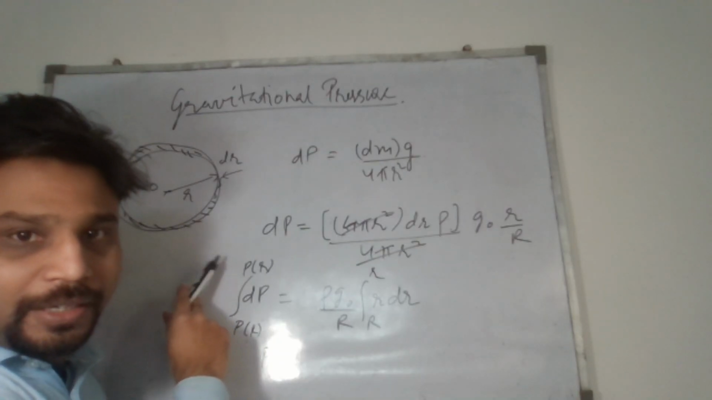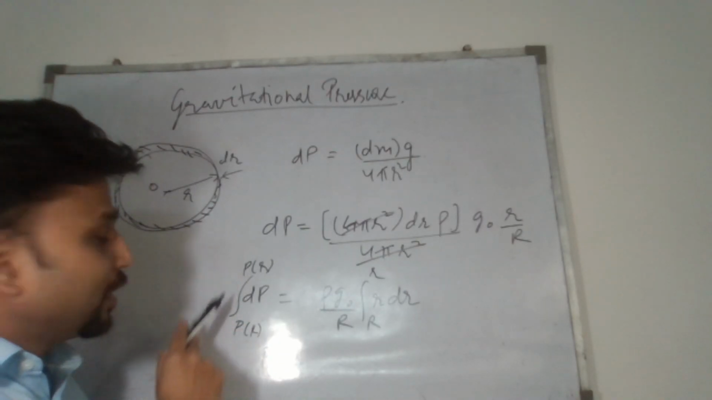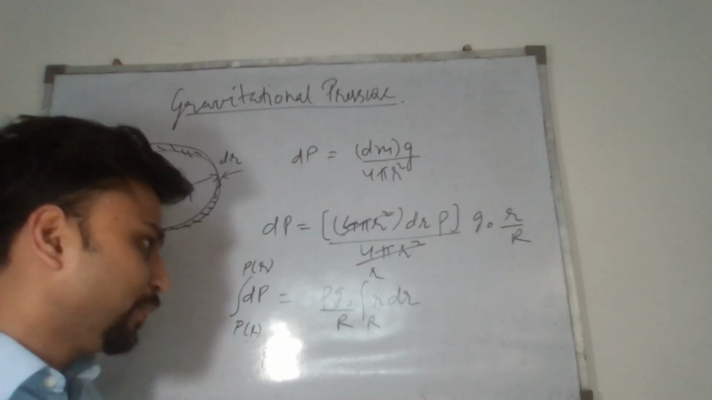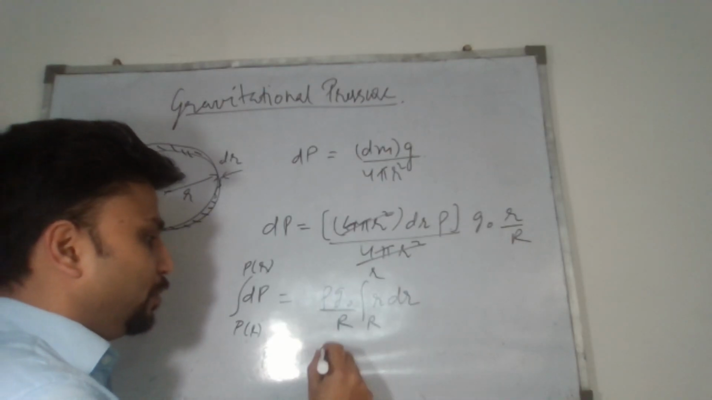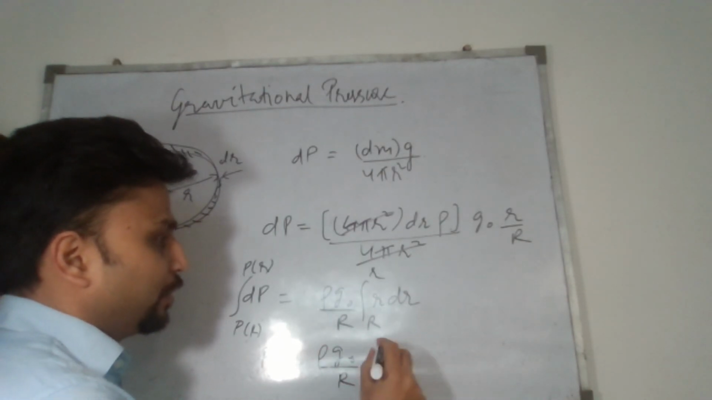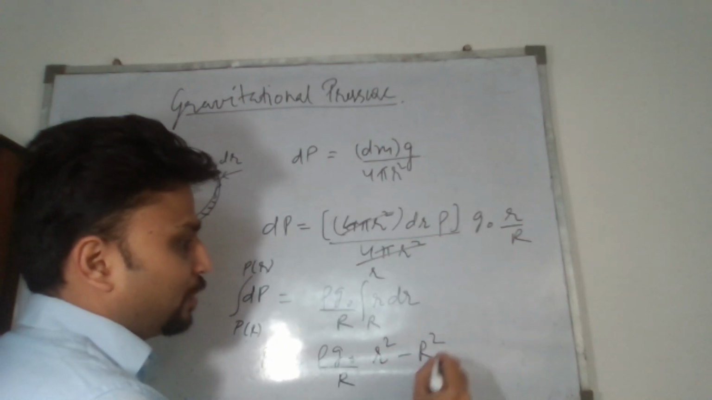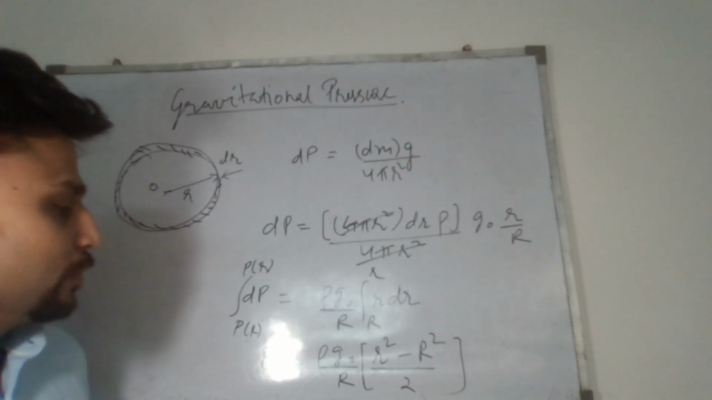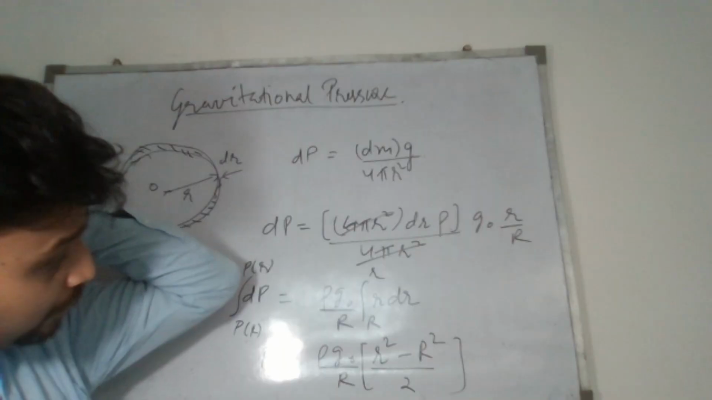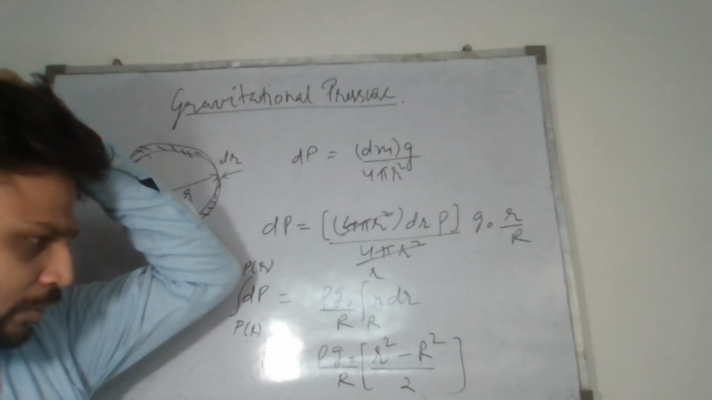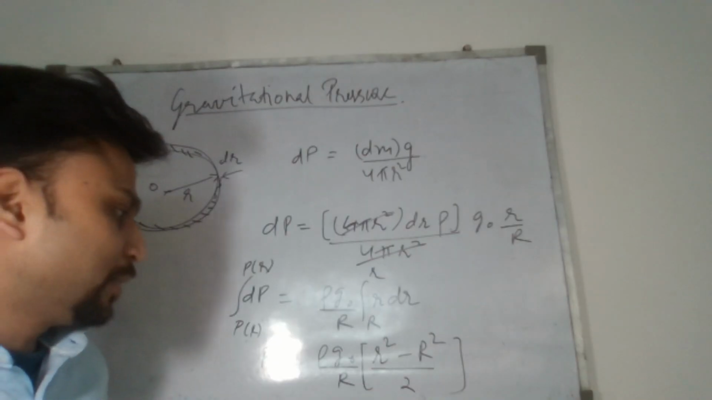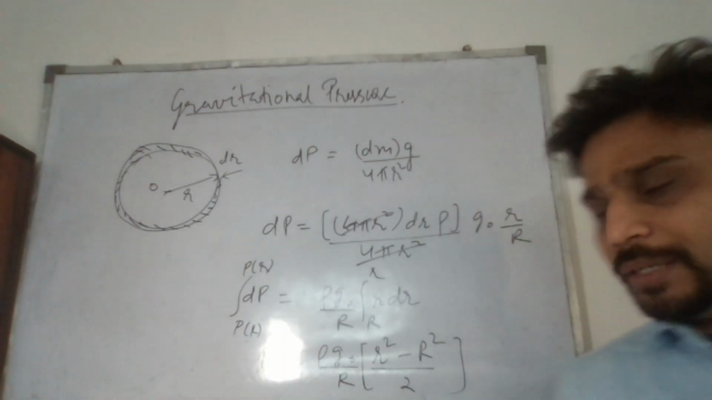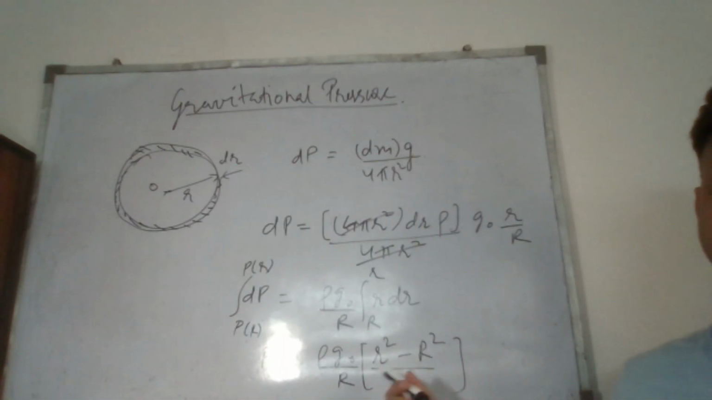P(r) stands for pressure at r depth, at r distance from the center, and P(R) stands for pressure at the surface of Earth, which is going to be 0. So this value comes out to be rho g naught by R, times (R square minus r square) upon 2. So that's our value for the gravitational pressure at a depth r inside the surface of Earth.